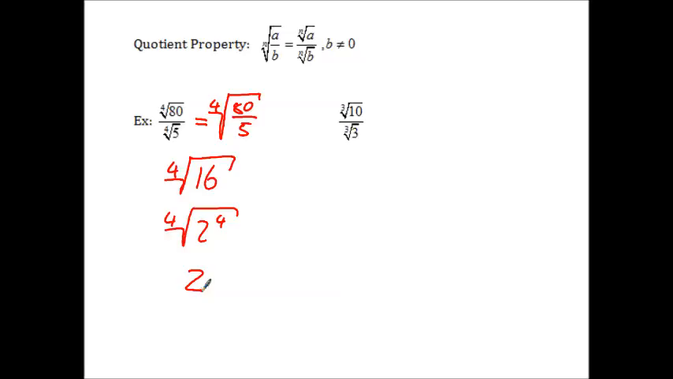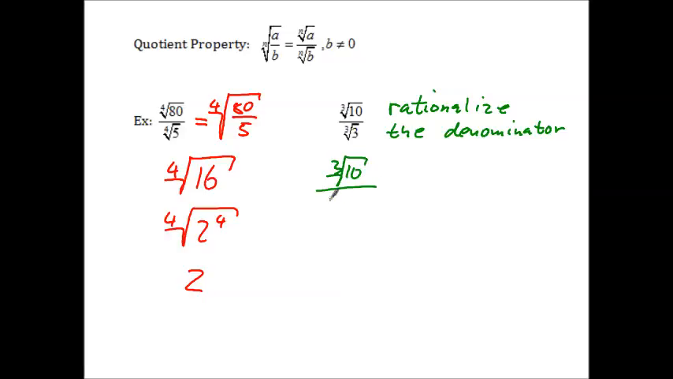Our example on the right, we have to do something a little bit differently. We cannot take the 10 over 3 and simplify a fraction like that. And since we have a root in the denominator, we need to rationalize that denominator first. Now, how do we rationalize the denominator? Please note that we have cube roots here.